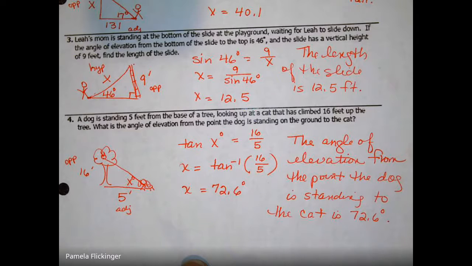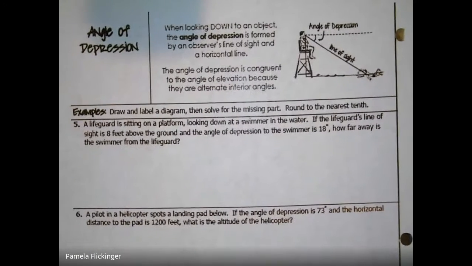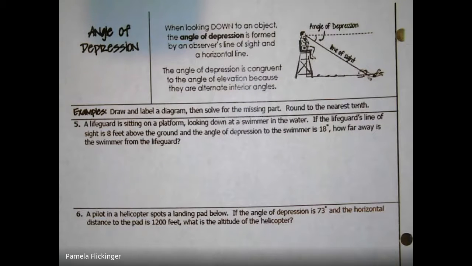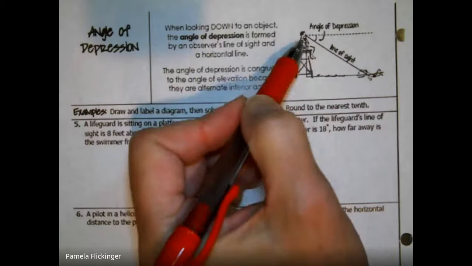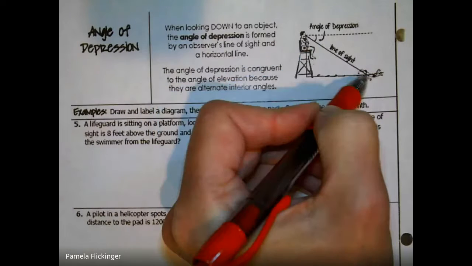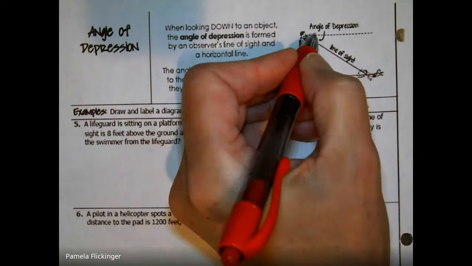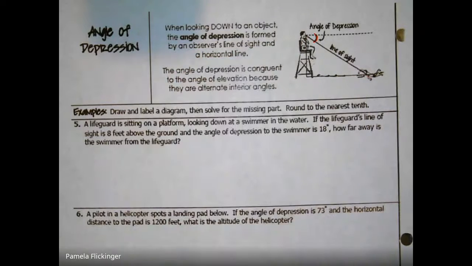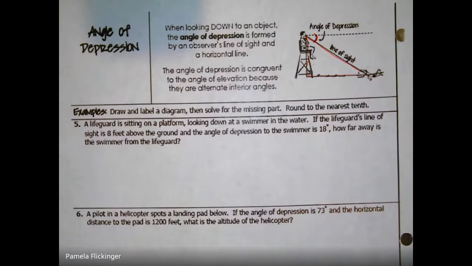Okay. Angle of depression. Put my paper up. It says when looking down to an object, the angle of depression is formed by an observer's line of sight and a horizontal line. So this time you're up, so you'll notice this person sitting up on this chair. Their line of sight is going down towards the ground, and then there'll be a horizontal. So the angle of depression is up here. The triangle, though, is down here. That's what we're going to be working with.